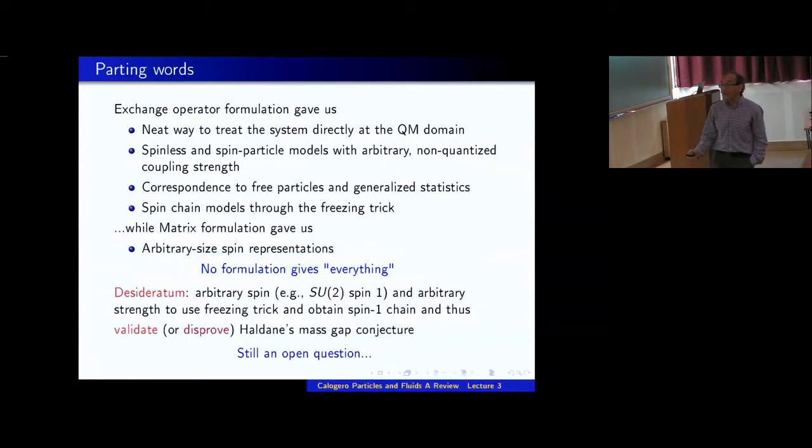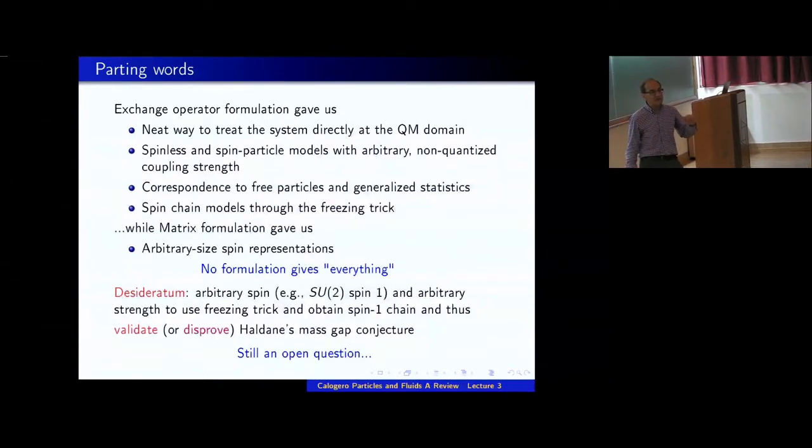And we would like to have a formulation that has the virtues of both: arbitrary spin size, not just fundamental, and arbitrary coupling constant, so that we can play our freezing trick and derive spin chain models. And in particular, the point of interest would be with antiferromagnetic interactions and higher spin, spin 1.